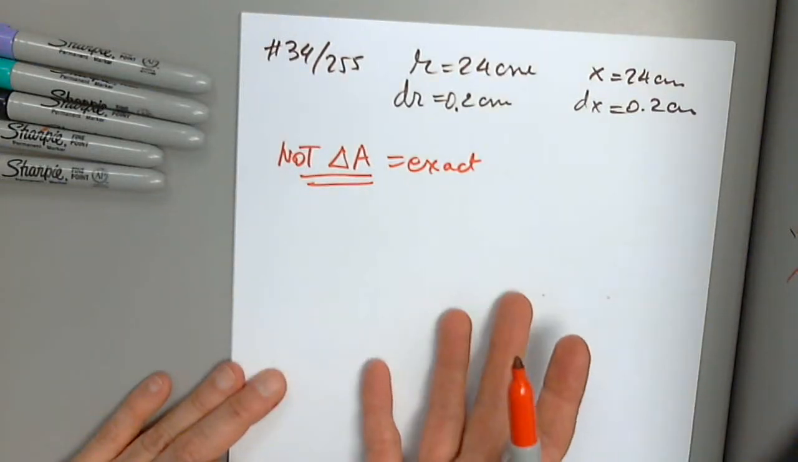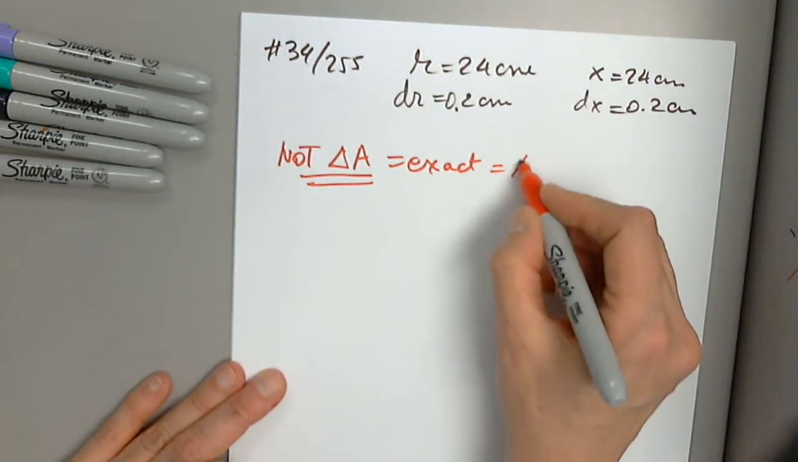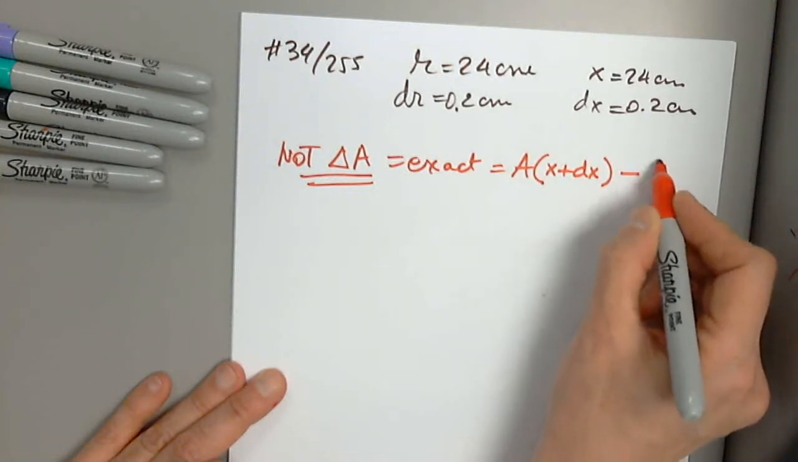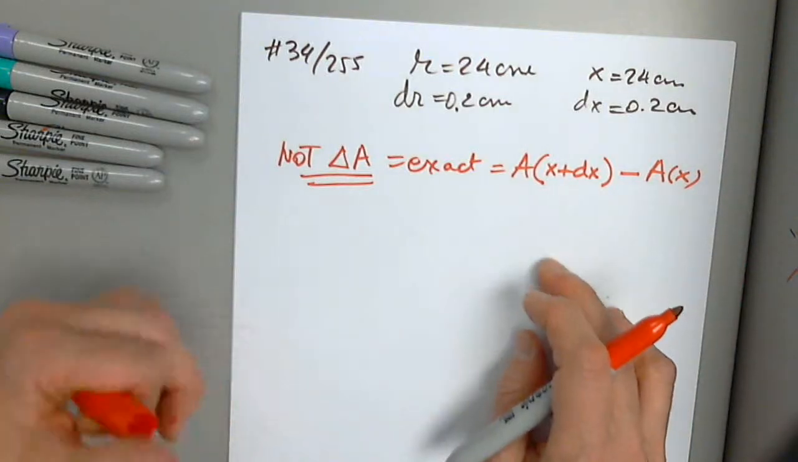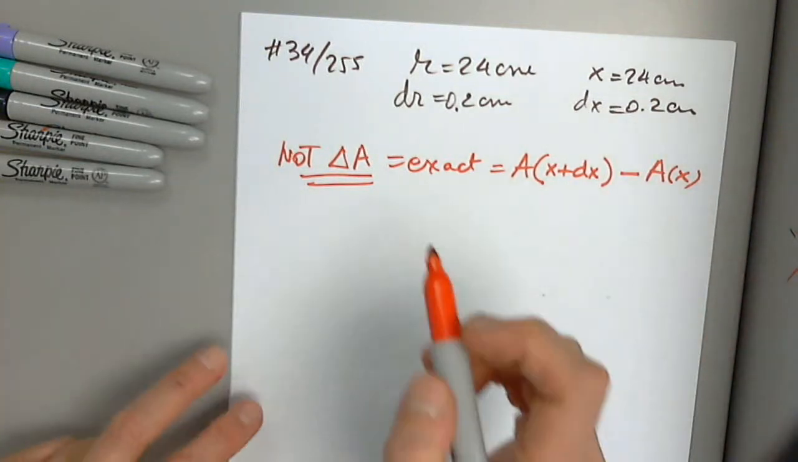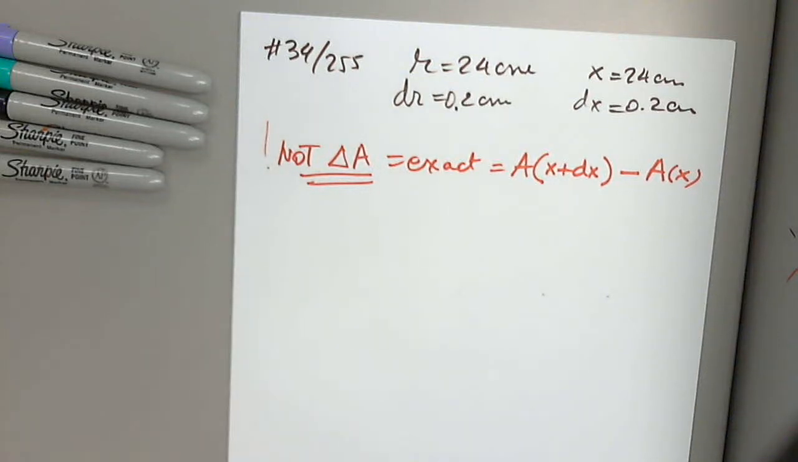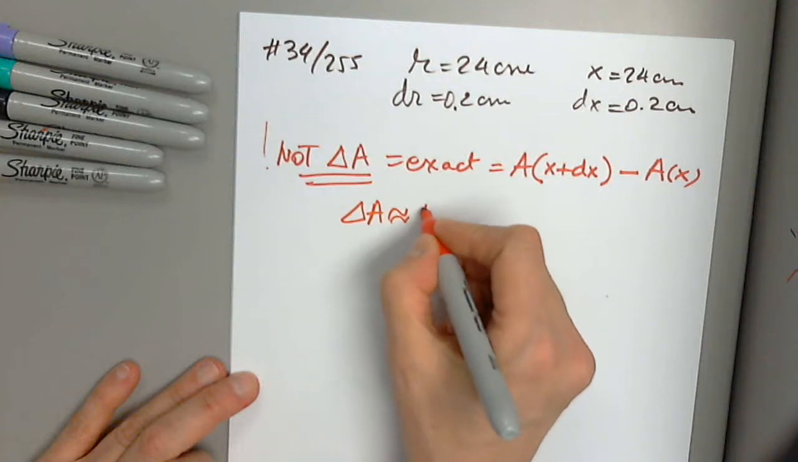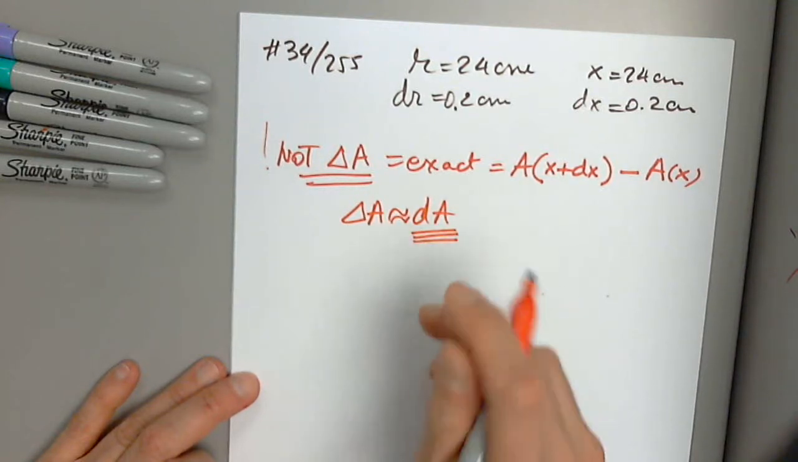Okay. Use differentials to estimate the maximum error in the calculated area. They are not asking us to find the exact area. Not delta A. This is the exact. They're not asking us to do that. How will I find the exact? The exact will be the area of x plus dx minus the area of x, where x is 24 and dx is 0.2. This is not what they are asking us to do. They say use differentials to estimate the error in the area. In other words, they want us to find this.